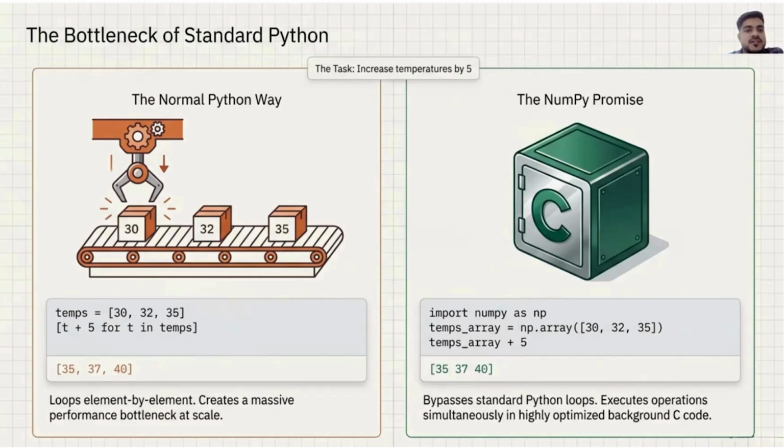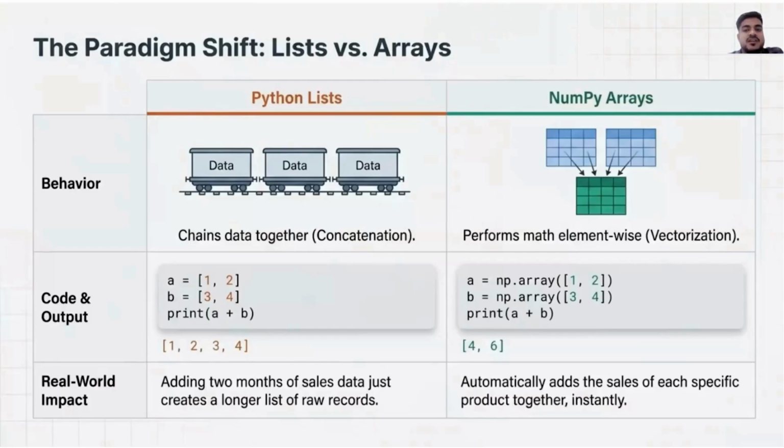Now move towards the next slide. We are having the paradigm shift: list versus array. They might look similar on the surface, but their behavior is completely different. Python lists chain data together. If you use the plus operator on two lists, it simply concatenates, which means it joins the two lists together into one longer list. NumPy arrays, on the other hand, perform math element-wise through a concept called vectorization. If you add two arrays together, it automatically adds the corresponding values mathematically, which is exactly what you want when combining something like monthly sales records.